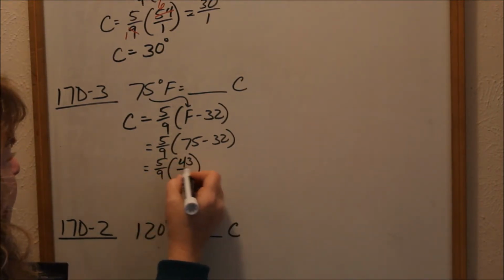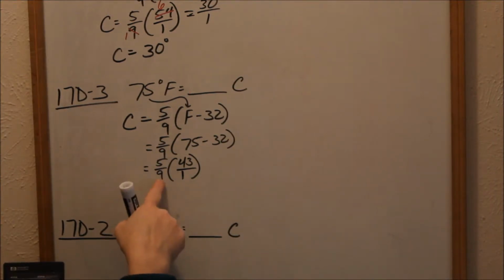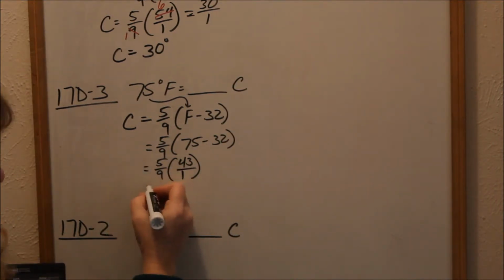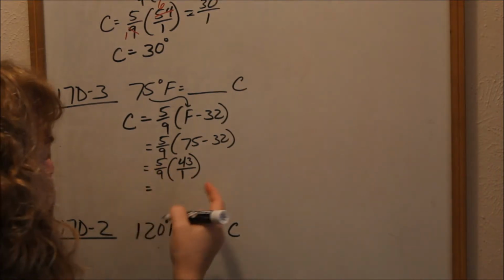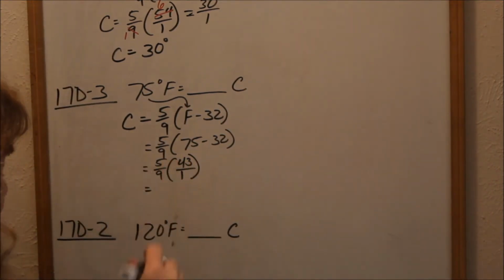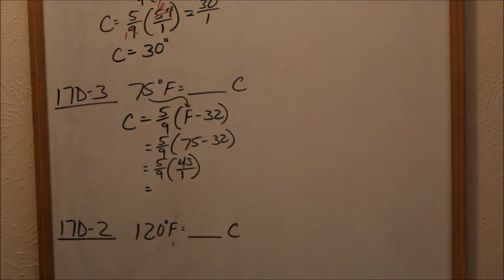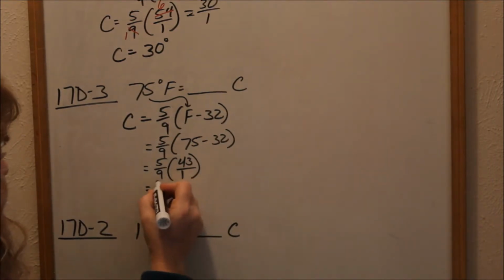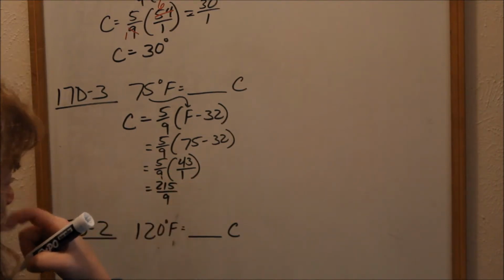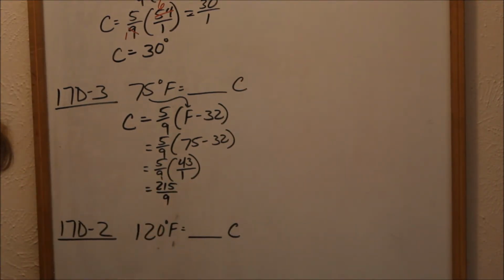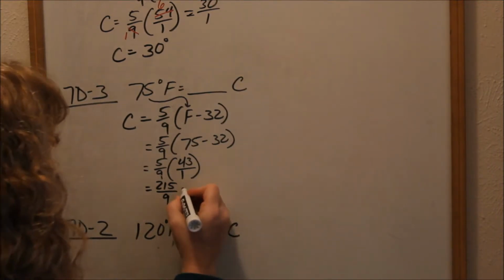Since this is a whole number, I can turn it into a fraction. Well, 9 does not divide into 43 evenly, so you can do it another way. When you're multiplying fractions, you can multiply straight across. You can do 5 times 43, which is 215, over 9 times 1, which is 9. Now this means 215 divided by 9, and I'm okay if you use your calculators for this.